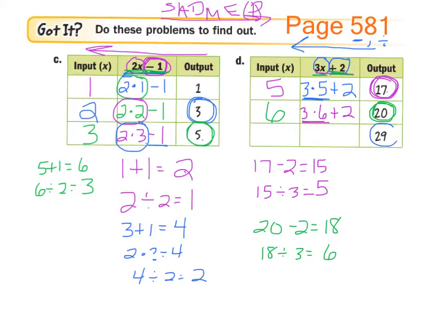Alright, let's try 29. The output is 29. I'm working backwards. I'm going to subtract 2 and get 27. And then instead of multiplying by 3, I'm going to take 27 and divide by 3 and get 9. So let's check it out. 3 times 9 plus 2 more. So 3 times 9 is 27. If I add 2, I do get 29.